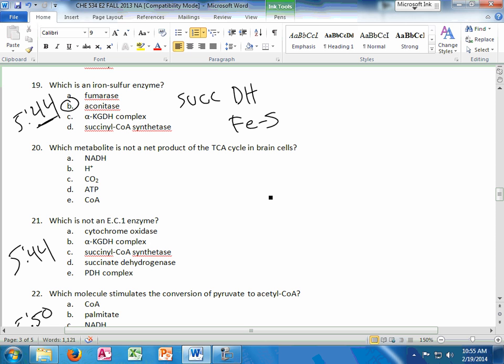Which metabolite is not a net product of the TCA cycle in brain cells? There's no actual ATP produced. Now this gets switched into ATP, but this is a product of oxidative phosphorylation.